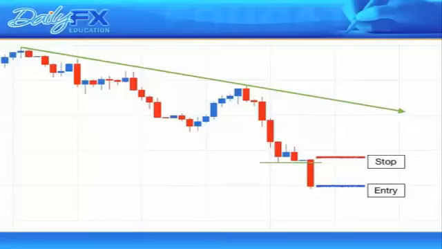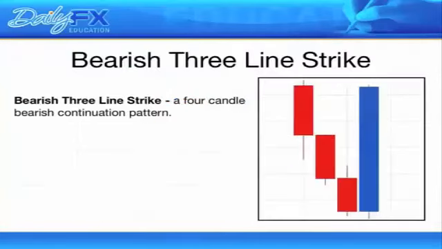Many times after the breakout occurs, prices will come back to test what was former support, which is now resistance. That area would be the low of candle number 1, which could be used to enter an additional trade as well. The second continuation pattern I'll discuss is the bearish three-line strike.